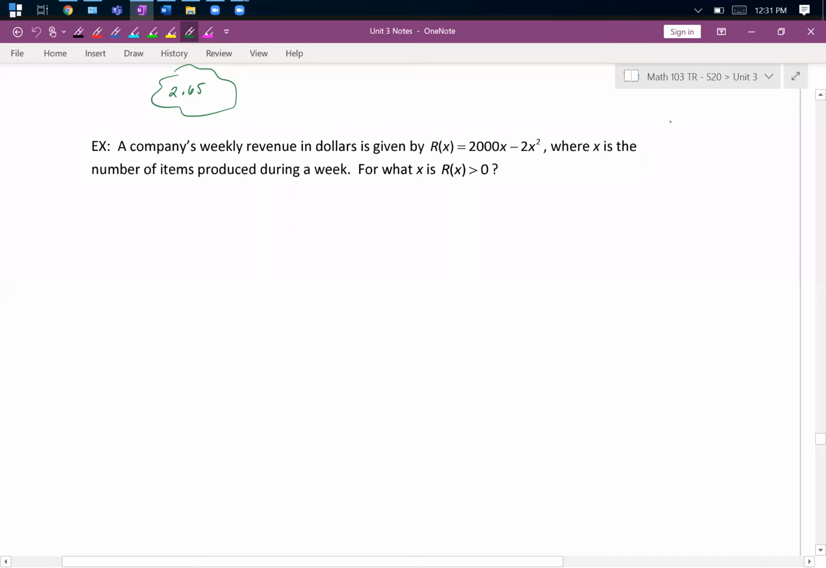A company's weekly revenue in dollars is given by R of X equals 2000X minus 2X squared, where X is the number of items produced during the week. We want to find for what X is R of X strictly greater than 0. So we're just taking our R of X, setting it strictly greater than 0, and solving using our little sign chart.